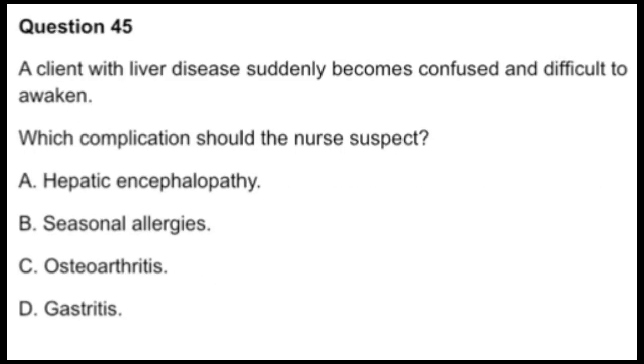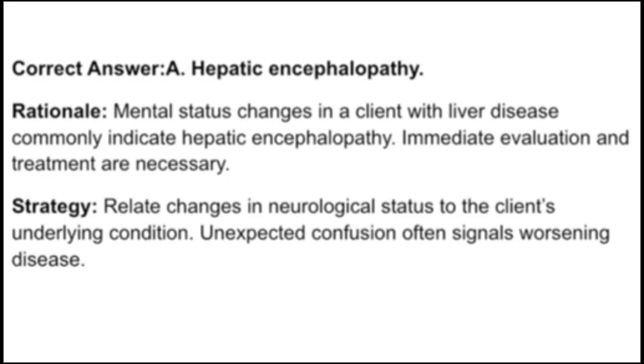Question 45. A client with liver disease suddenly becomes confused and difficult to awaken. Which complication should the nurse suspect? A. Hepatic encephalopathy. B. Seasonal allergies. C. Osteoarthritis. D. Gastritis. Correct answer: A.